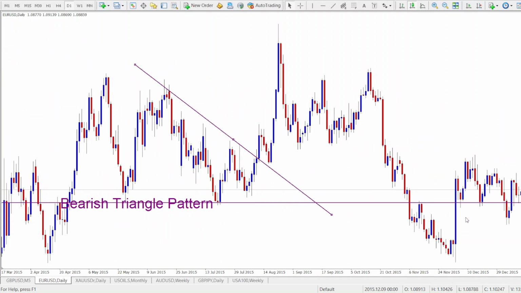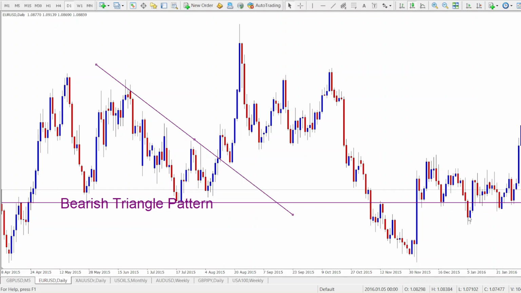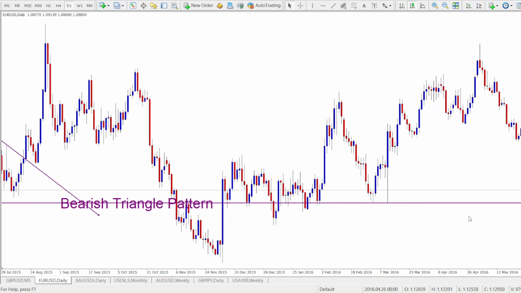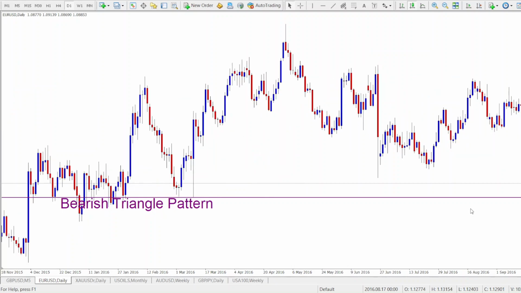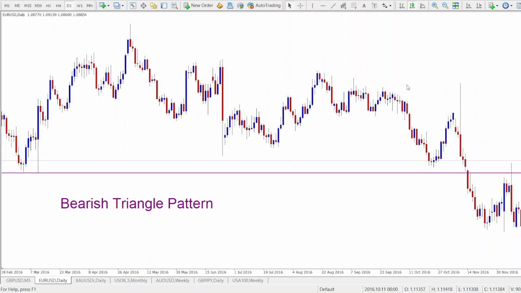Let us see if we can find something much closer to a bearish triangle formed by two trend lines, not necessarily a trend line and a horizontal support or resistance line. So I'm looking for such where we have two converging trend lines. No, this is not it, this is not it, this is not it.